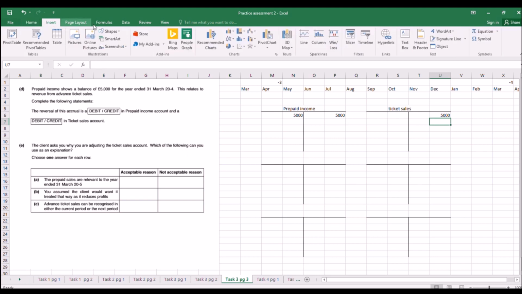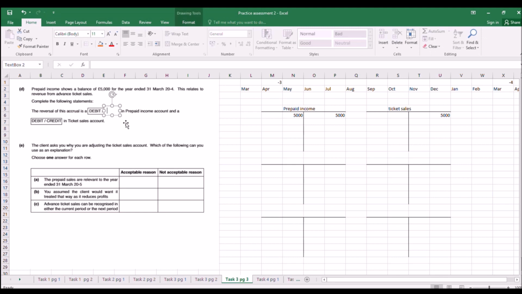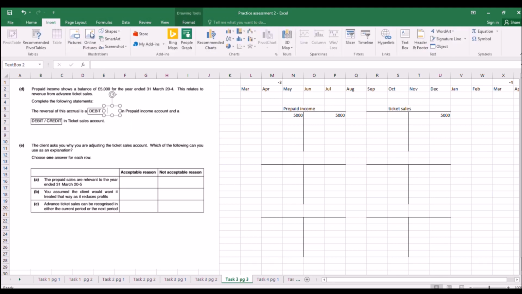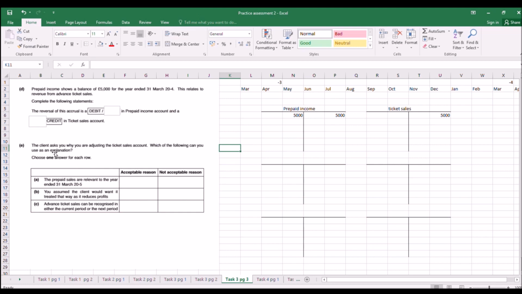Yes, so a debit in the prepaid income account because we're reversing out that liability that we had, and a credit in the ticket sales account. Okay. Client asks you why you are adjusting this ticket sales account. Which of the following can you use as an explanation?